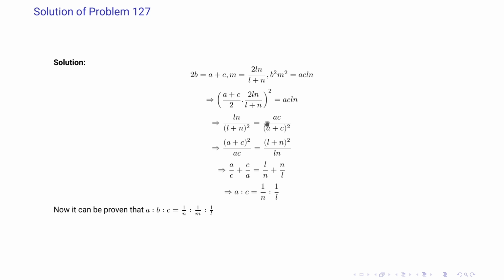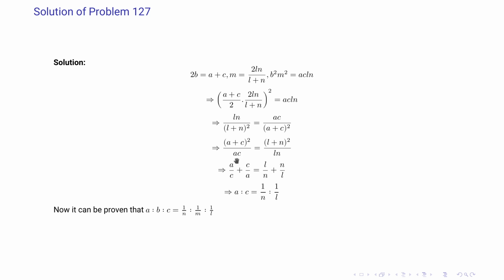So we take a plus c over here, and we take ln over here. So it becomes ln by l plus n whole square is equal to ac by a plus c whole square. This will be l square n square, so it will get cancelled with this ln to give us ln here, and this a plus c whole square we take to the denominator. So we reverse this and we write that a plus c whole square by ac is equal to l plus n whole square by ln.